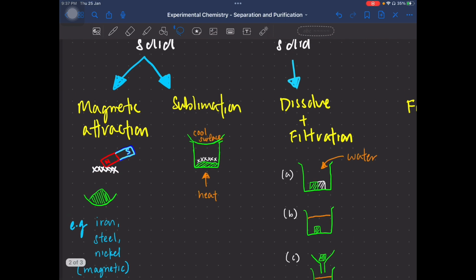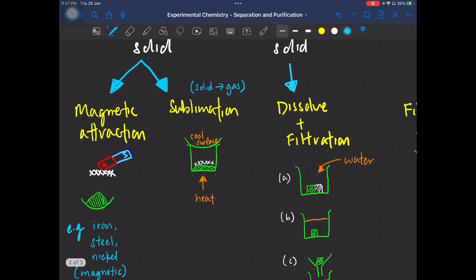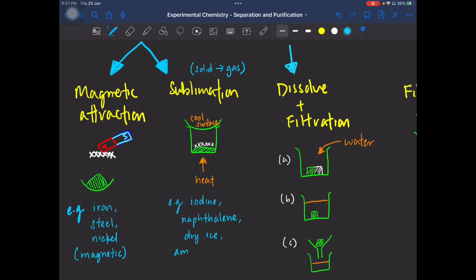The other process, which we learn a lot more about in pure chem, is the process of sublimation. Now, what is sublimation? Sublimation means that there is a process whereby you can go from solid to gas. That means this only occurs for certain chemicals. So what are some of the chemicals? For example, you have iodine, you have this chemical called naphthalene, commonly found in what we call mothballs, you have your dry ice, and of course you have this chemical called ammonium chloride. So all these chemicals can go through sublimation.